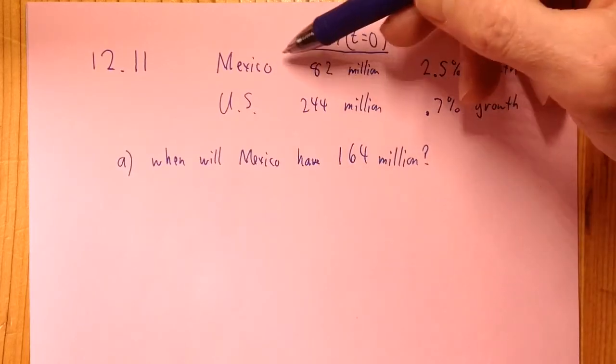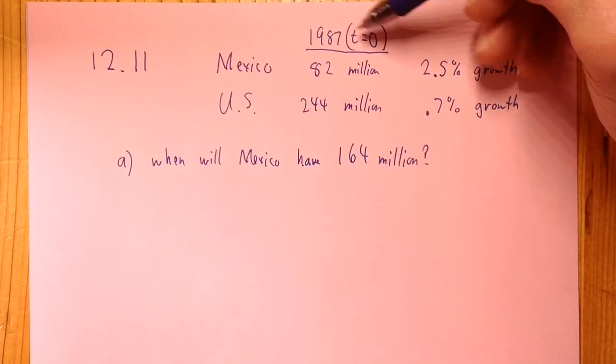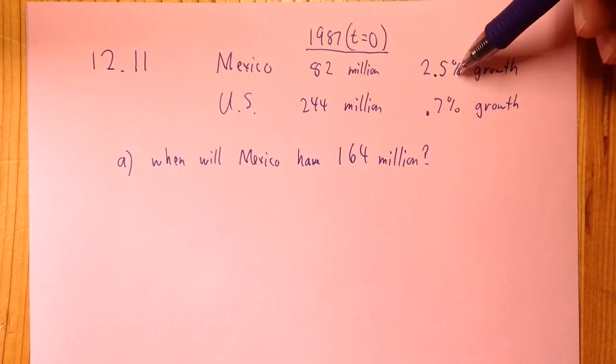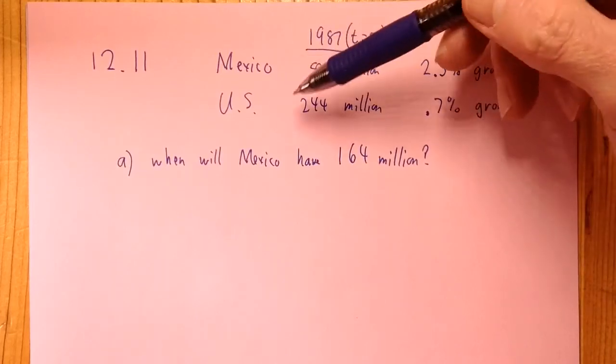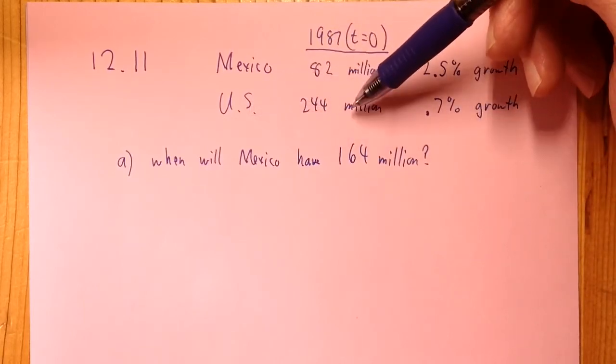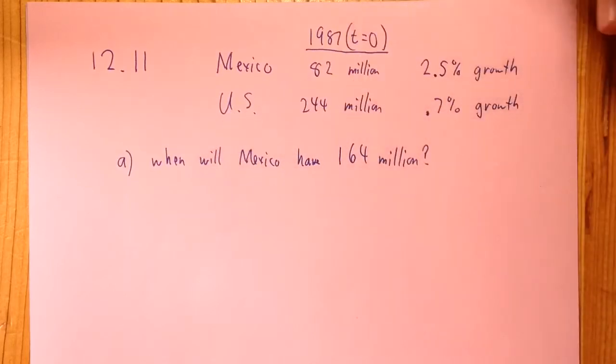Okay, so here's the idea. In Mexico, the population in 1987, which we'll call t equals 0 because it's a lot easier than using big numbers, is 82 million, and they say 2.5% growth rate, annual growth rate every year. And then the United States in 1987 is 244 million, 0.7% growth rate. So then the first question is, when will Mexico have 164 million people?